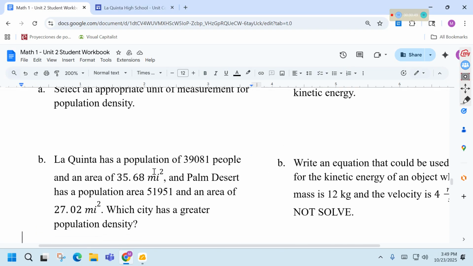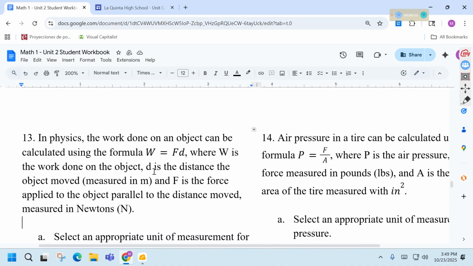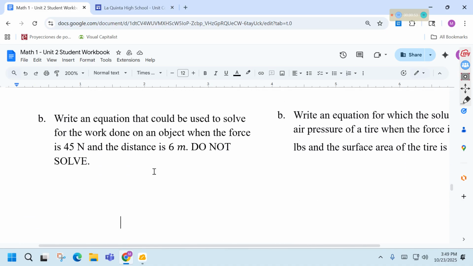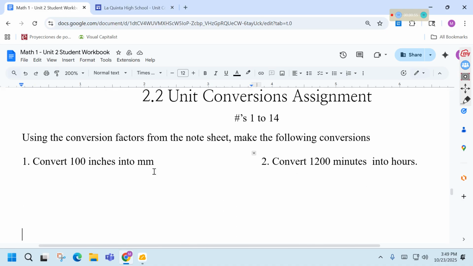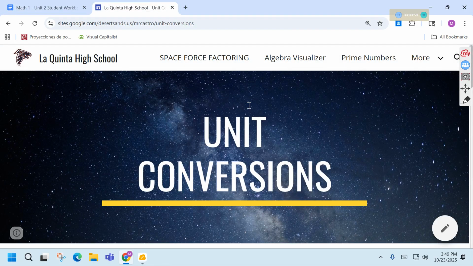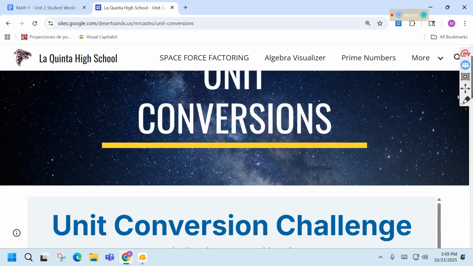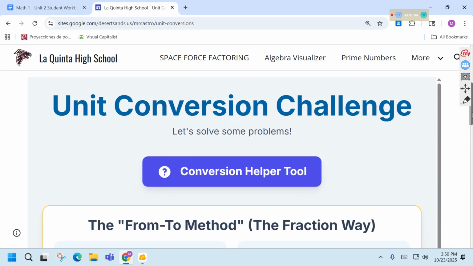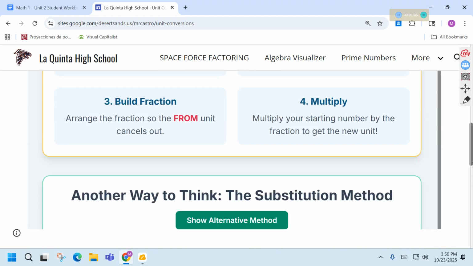So I'm not going to touch on these topics yet, but we will move to the basic conversions. So the way I want you guys to do this is go to my website, and I made the tool called Unit Conversions. Okay, so you guys can go ahead and look at this thing. And we have a couple different ways to think about this.